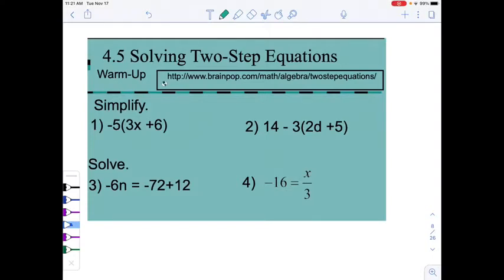We have previously learned how to solve equations by adding and subtracting, multiplying and dividing, and now we're going to put that all together and solve two-step equations in lesson 4.5. So I want you to pause this, try these problems on your own, then we'll go through them together.